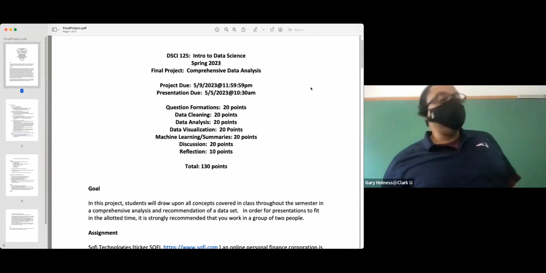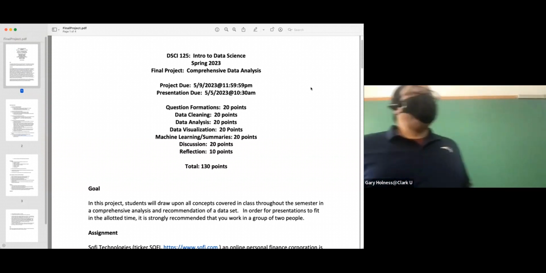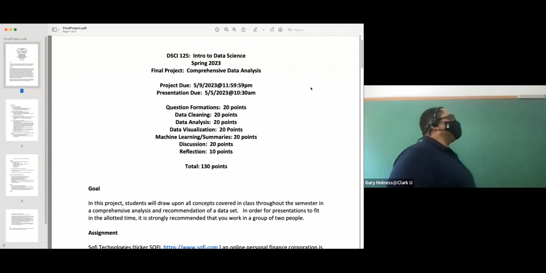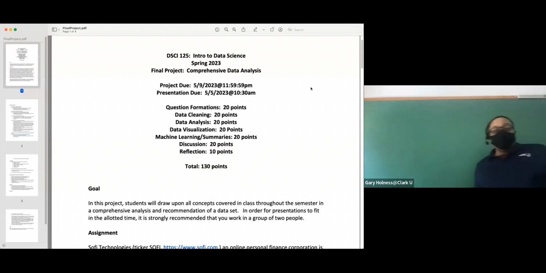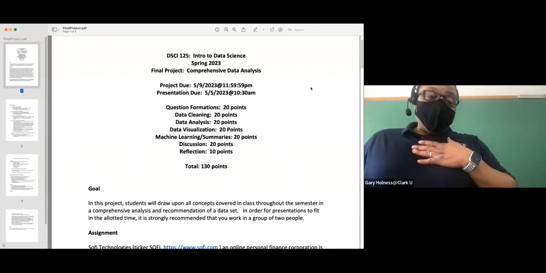And so I'll leave it to you to look on the website at what types of finance products they offer. But at the end of the day, you're going to be making a recommendation to SoFi Technologies. No, I haven't spoken with the company, so this is just a purely fictitious scenario. But you're going to be making a recommendation.